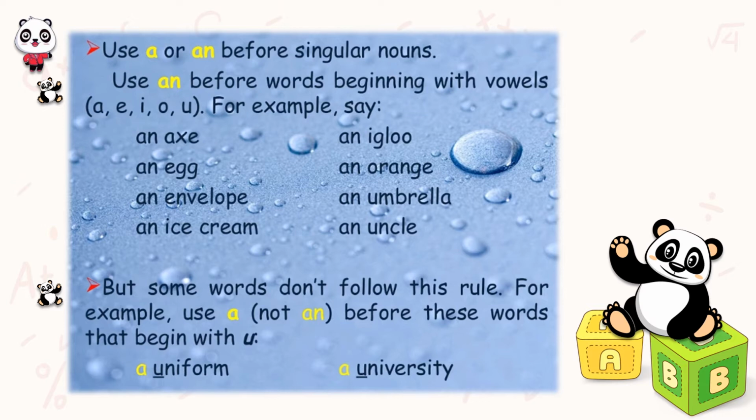use a, not an, before these words: uniform, university, because it's not giving a vowel sound. Uniform gives a Y sound. University gives a Y sound, like yellow. U, not a. So it's followed by a: a uniform, a university.